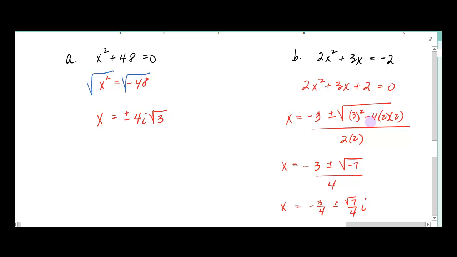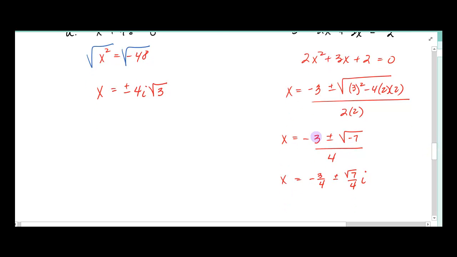When I simplified this down, I got negative 7 underneath the radical, so I had negative 3 plus or minus the square root of negative 7, over 4. To simplify that, I just broke it up into its real and imaginary parts. So the first fraction is negative 3/4 plus or minus the square root of 7/4 i. And I just pulled the i out front so that it was clear that we had real and imaginary parts. And that's just some of the early operations, or the simplifying, of our complex numbers.